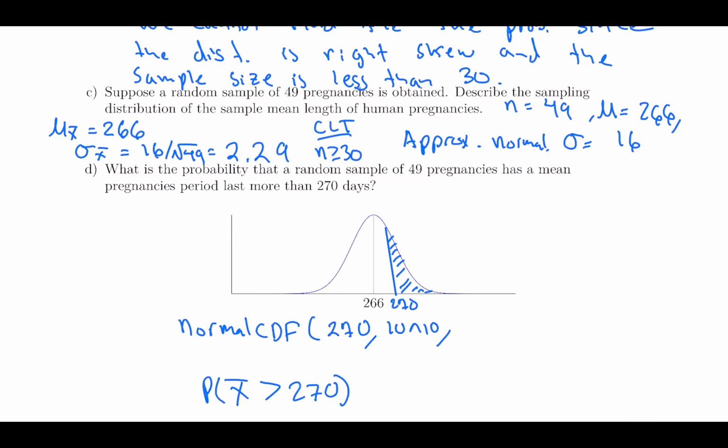My mu was 266 days. The cool thing about the TI-84, if you want a more precise answer, is that you can put 16 divided by square root of 49, and the TI-84 will do that for you. So I'm going to put 16 divided by square root of 49 that way you get a more precise answer. Let's go to the TI-84.